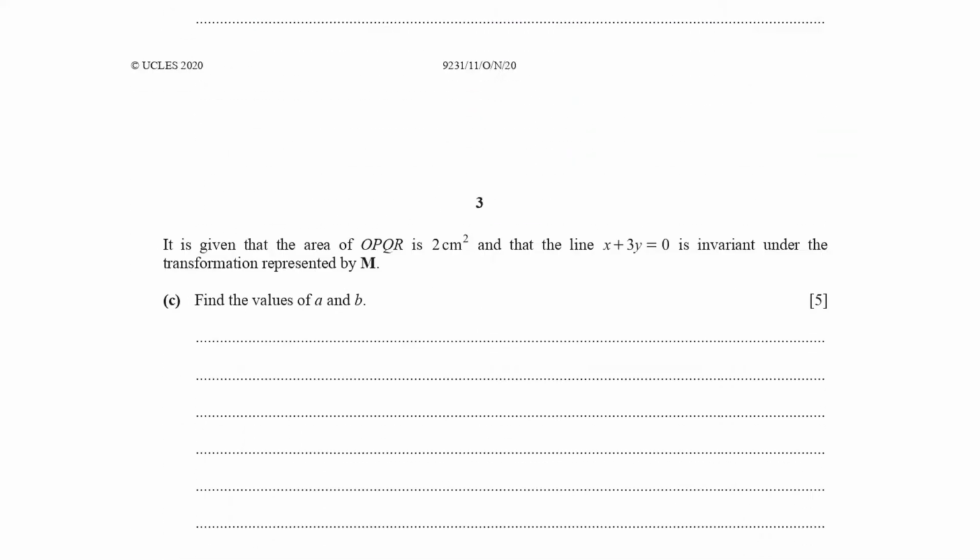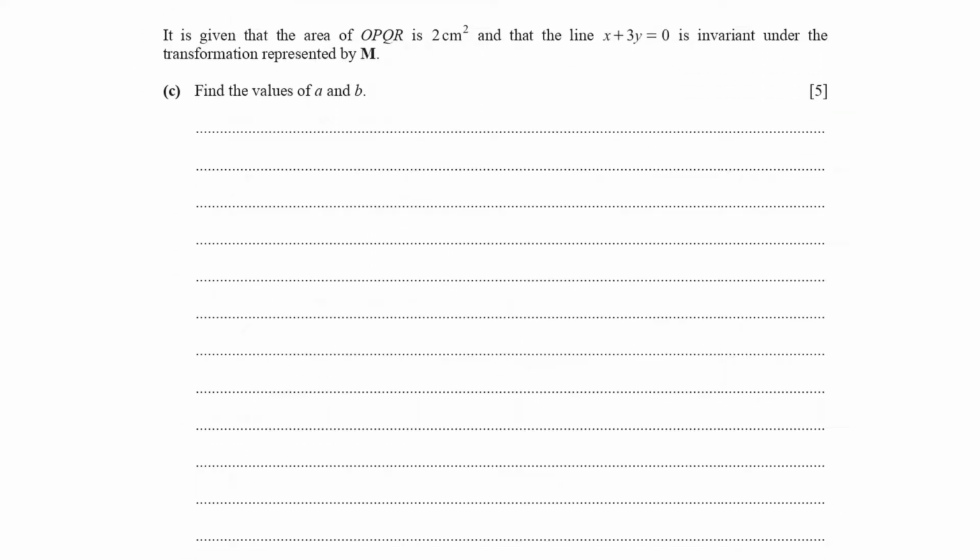Let's move on to part C. It is given that the area of OPQR is 2 square centimeters and that the line x plus 3y equals 0 is invariant under the transformation represented by M. So find the values of A and B.